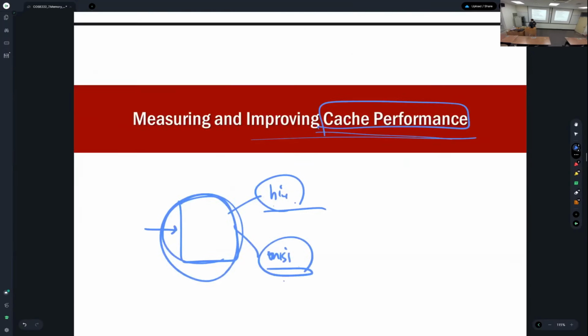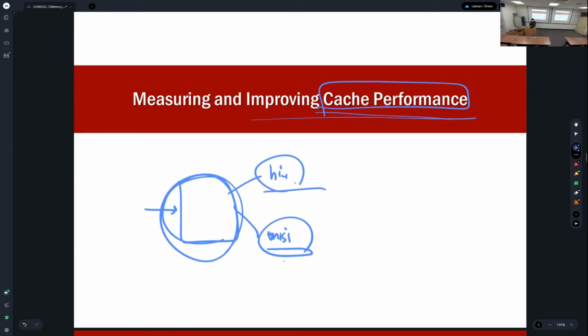Okay. So in this class, today's class, I will explain about the cache performance. But before starting today's class, we will take the final exam on December 15th, right? The final exam is scheduled on December 15th.